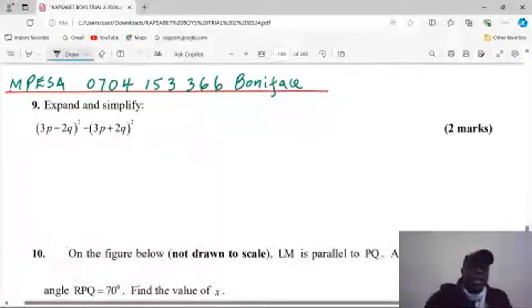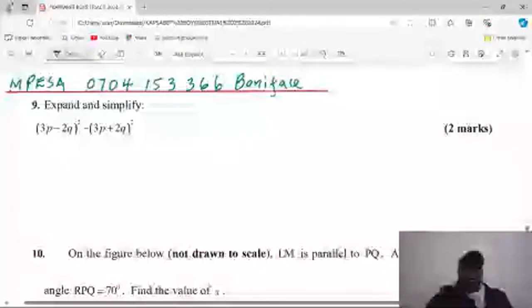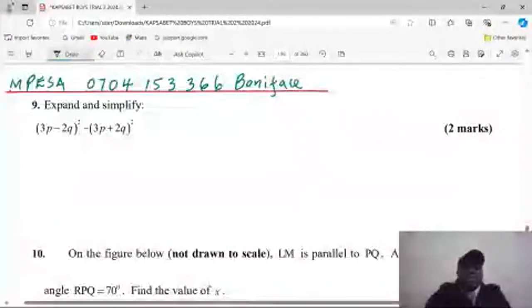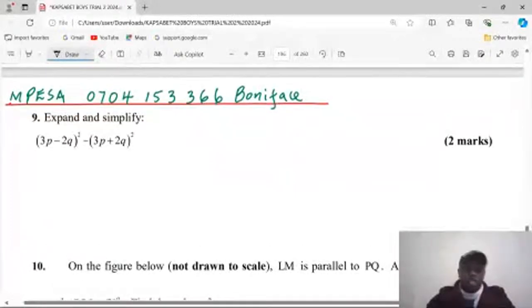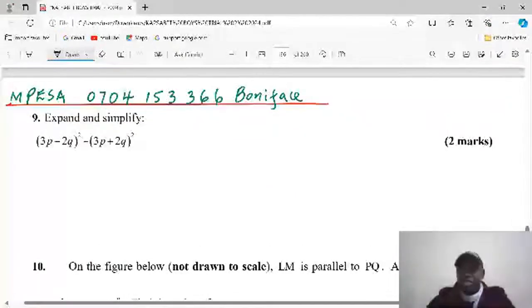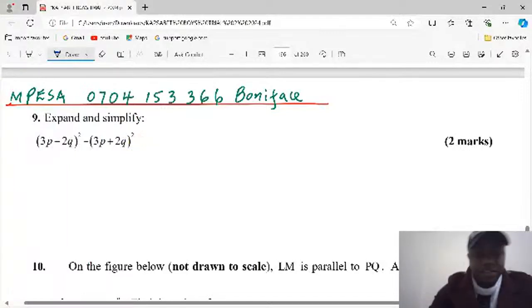Okay, number 9, expand and simplify. This question, a student might think it's very difficult. And actually, remember, it has been awarded 2 marks. That should tell you a lot about the question. So it is a very deep question, easy to understand. It's just a difference of 2 squares, which is going to be expanded. Then we simplify and see.